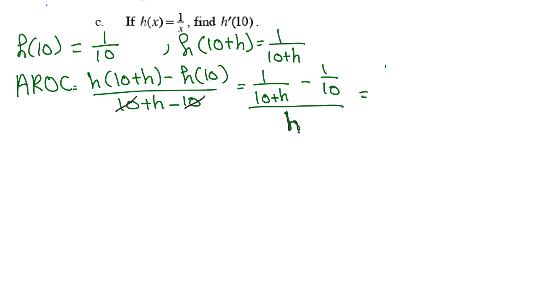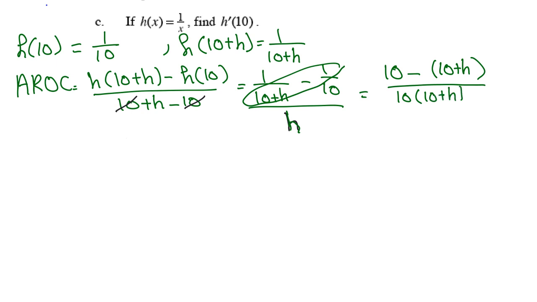My first numerator is 10. Your second numerator, which is this one at this point, is negative 10 plus h. And it's all over 10 times the 10 plus h. Divided by h. Again, this whole thing is your numerator, the 10 minus the 10 plus h, divided by 10 times 10 plus h is your whole numerator.